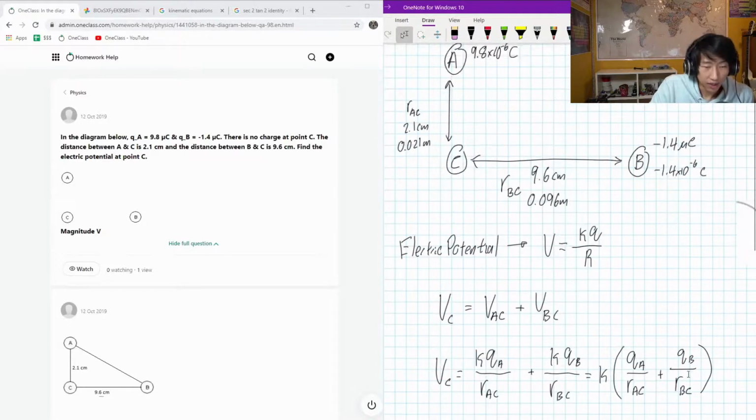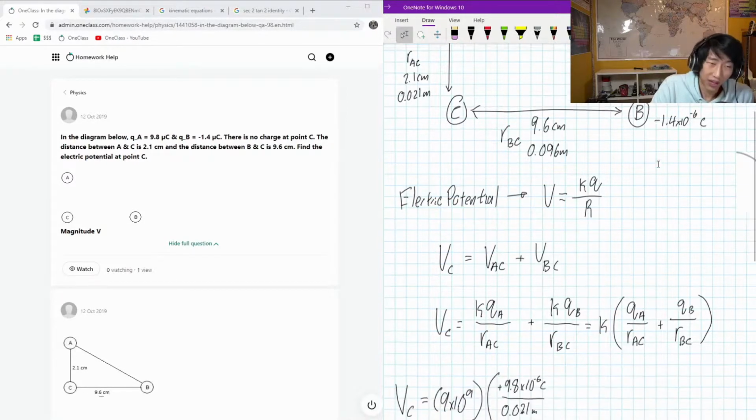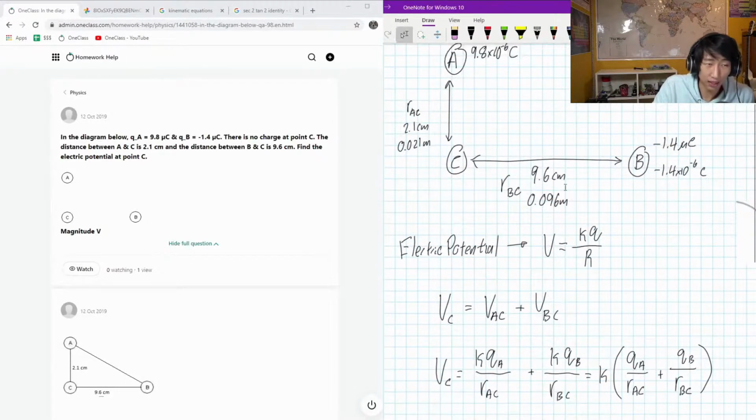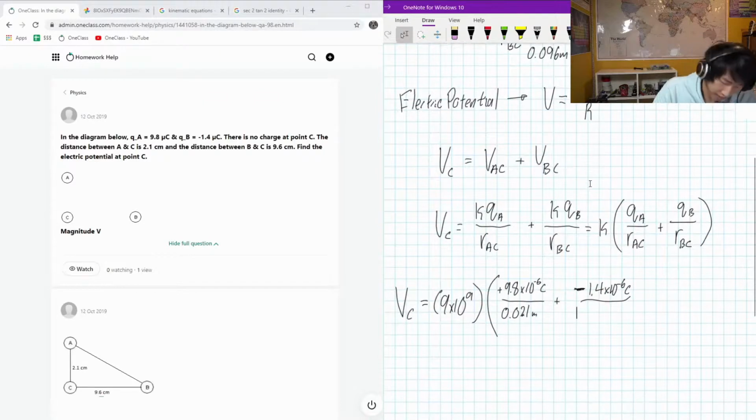Cool. And then the second one is going to be QB, which is negative. Don't forget the negative. If you forget the negative, it's going to hurt. Okay, so let's incorporate that. Plus negative 1.4 times 10 to the negative 6 coulombs. And that distance is 0.096 meters.